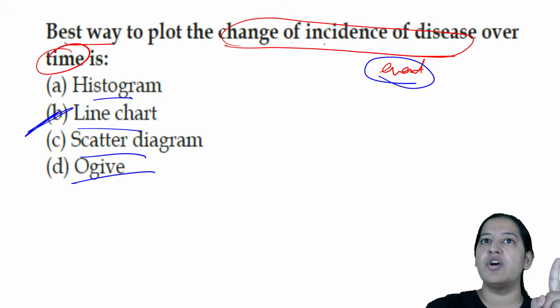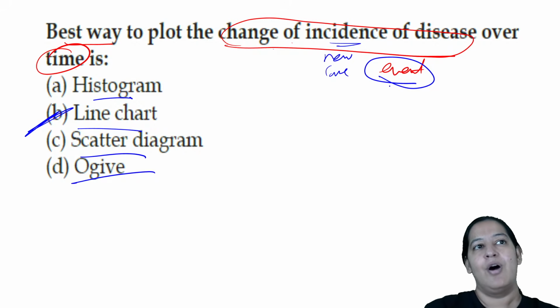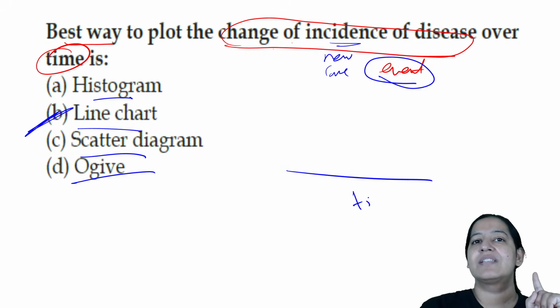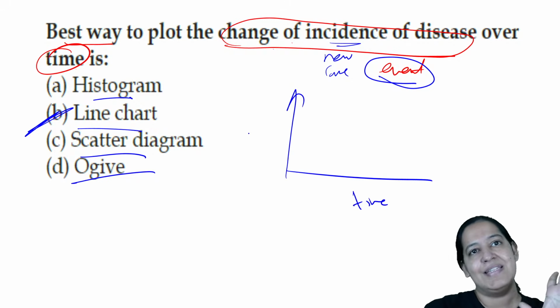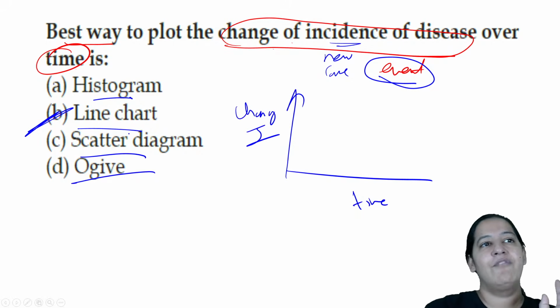My event is change of incidence of the disease. Incidence means new cases. How many new cases are coming? So I want to show the incidence of a disease over time. So on one axis I have to take the time. On the other, the y-axis, I can take anything. Here I am taking incidence, or change in incidence. So the correct answer will be the line chart.